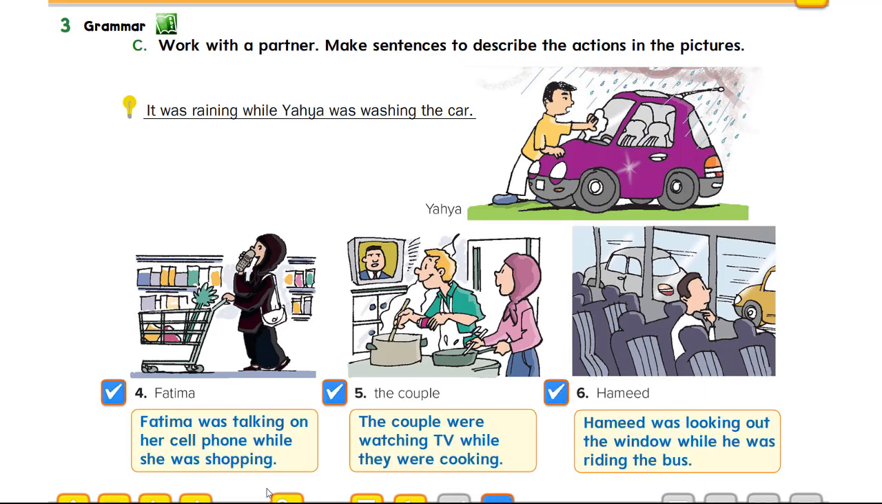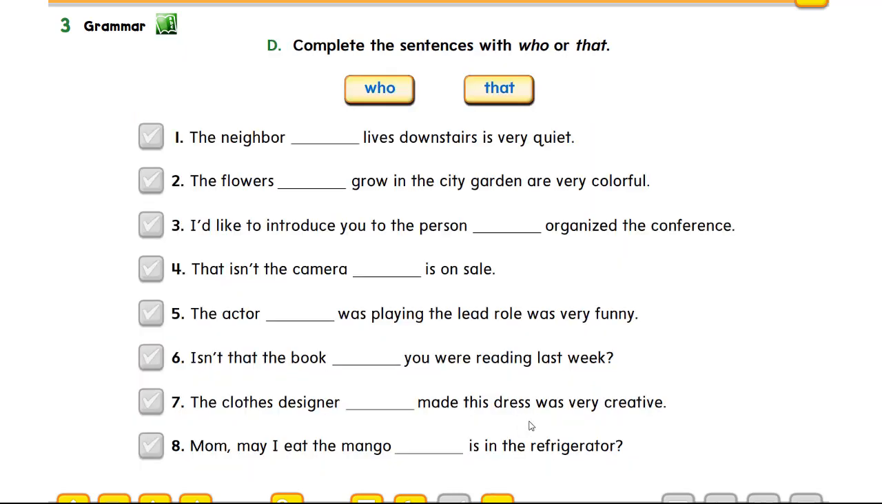Number 4. فاطمة was talking on her cell phone while she was shopping. 5. The couple were watching TV while they were cooking. 6. Hamid was looking out the window while he was riding the bus. أيضا كل الأفعال في هذه الأحوال مستمرة وتدل على المفرد عدا الجملة الخامسة، The couple الزوجين.